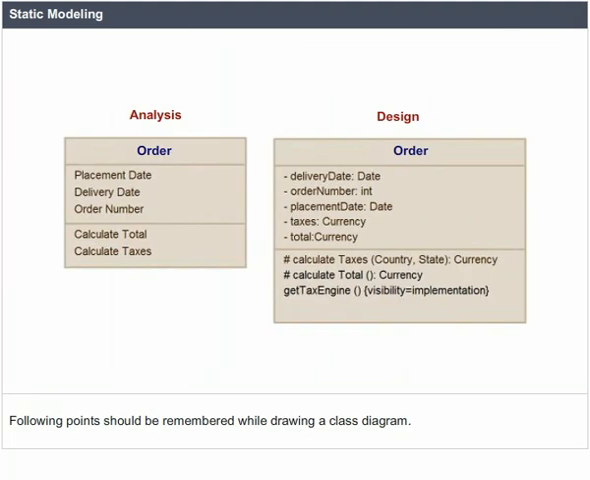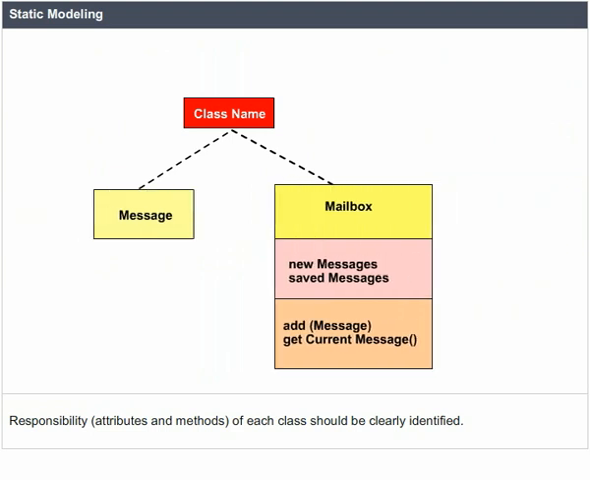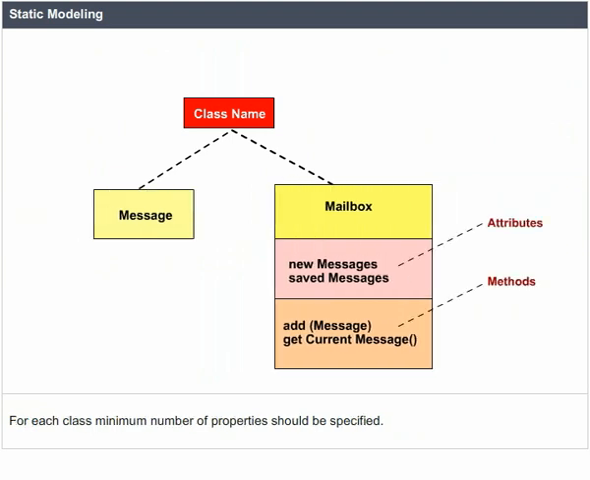The following points should be remembered while drawing a class diagram. The name of the class diagram should be meaningful to describe the aspect of the system. Each element and their relationships should be identified in advance. Responsibility, attributes, and methods of each class should be clearly identified. For each class, a minimum number of properties should be specified. Use notes whenever required to describe some aspect of the diagram.